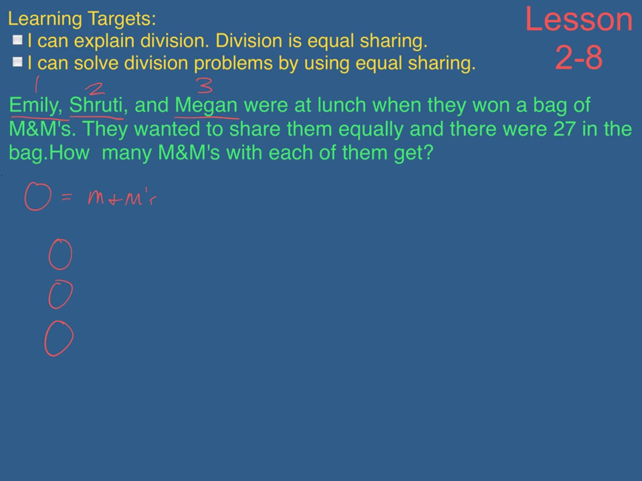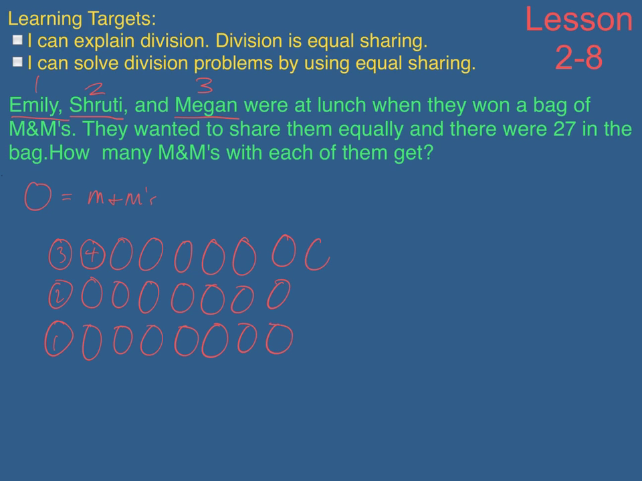And now what I'm going to do is I'm going to keep adding 1 more M&M to each row. But now I'm at a total of 4 M&Ms, and I'm going to count up until I get to 27. When I get to 27, I'm going to stop. So I've got 1, 2, 3, 4, 5, 6, 7, 8, 9, 10, 11, 12, 13, 14, 15, 16, 17, 18, 19, 20, 21, 22, 23, 24, 25, 26, 27.